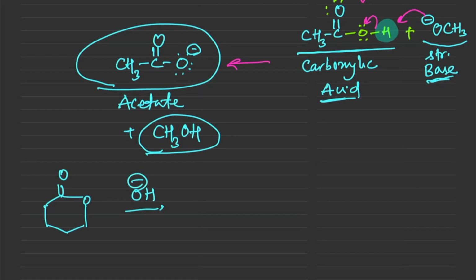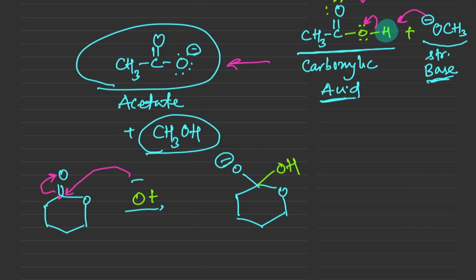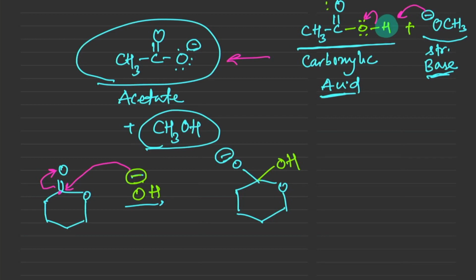So what would happen? The same way. So this would attack the carbonyl carbon. So this would go up. So you will have a situation where you're going to have O minus, and we will have OH. Okay, I will color code again, OH minus, and then it wants to go back to its carbonyl. So this is your tetrahedral intermediate.